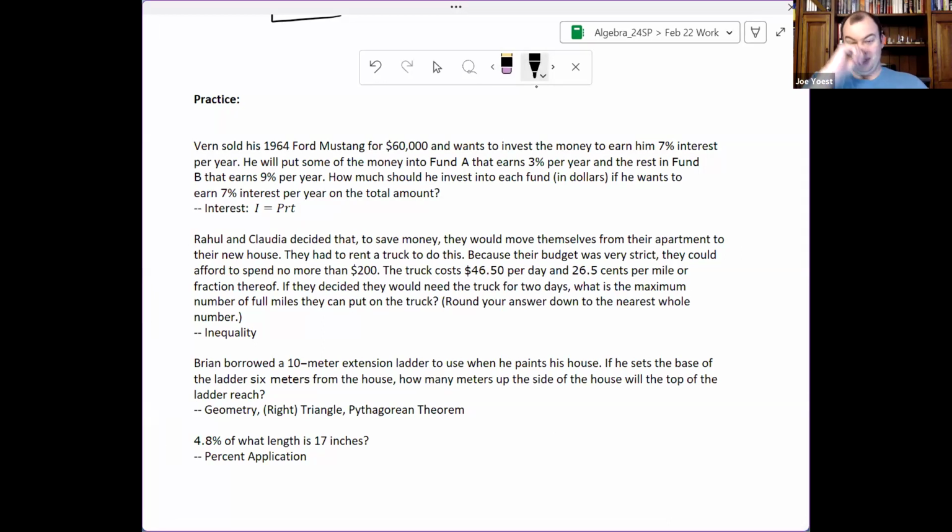And then lastly, probably the easiest one to identify, 4.8% of what length is 17 inches is pretty clearly a percent application. So we're going to think all the way back to our first application section on percents.